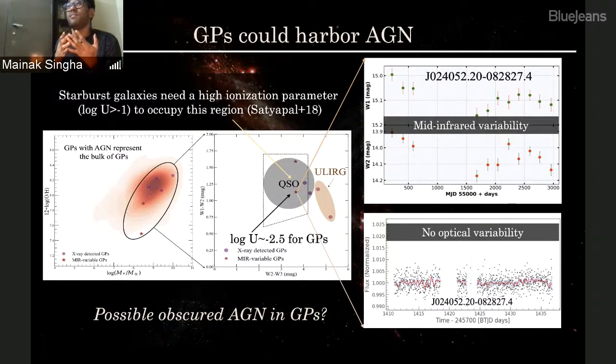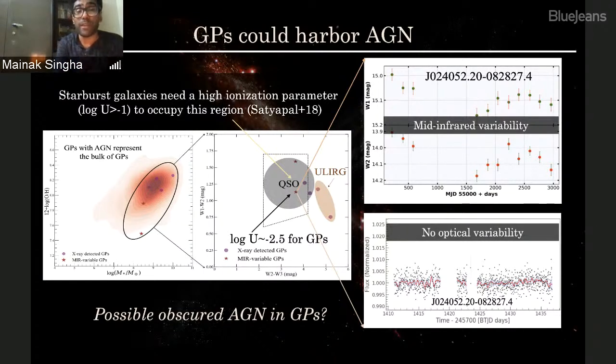So what does it suggest? It suggests there's an AGN that's optically obscured. And this is not for just one source, it's for many sources. So we may extrapolate that to a conclusion that green peas might harbor optically obscured AGN.